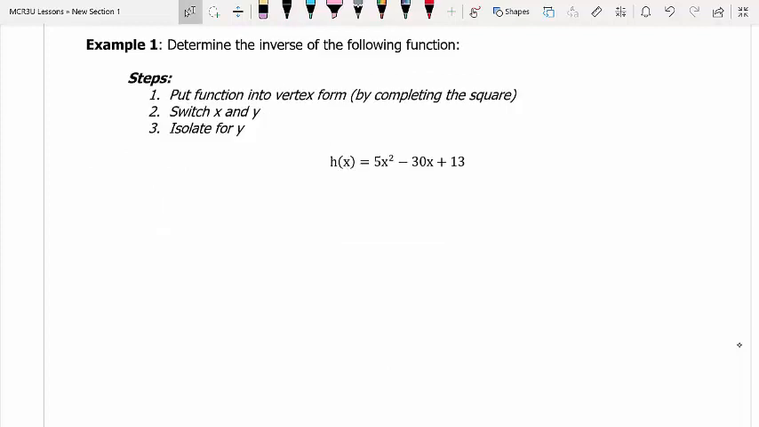Okay, so we have a quadratic in standard form and we're asked to find the inverse. So first thing we need to do is we need to make sure that our quadratic is in vertex form. So to go from standard to vertex form, we need to complete the square. So let's go ahead and do that.